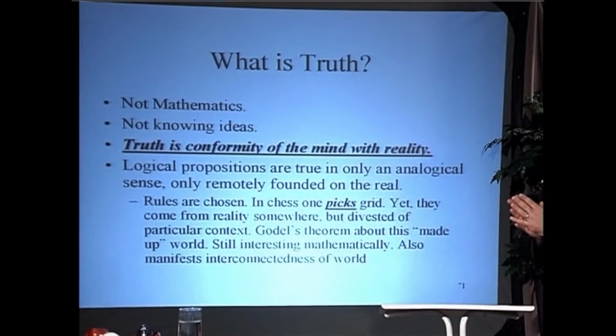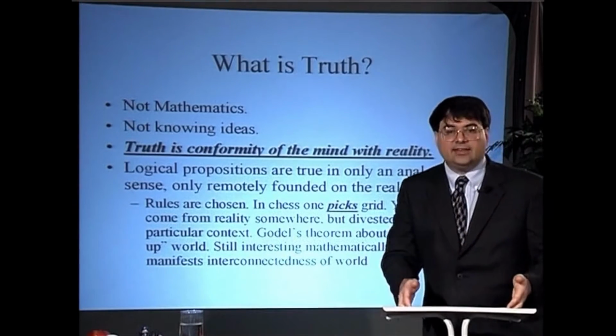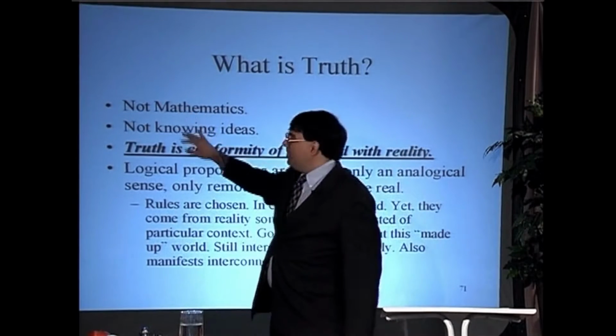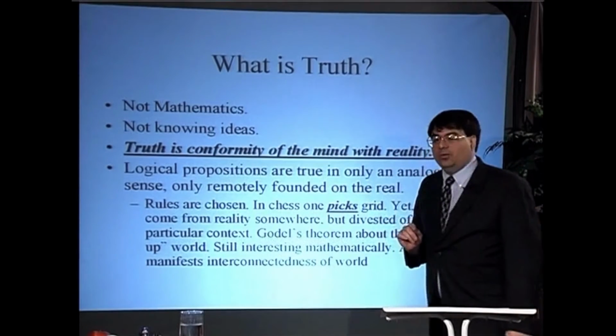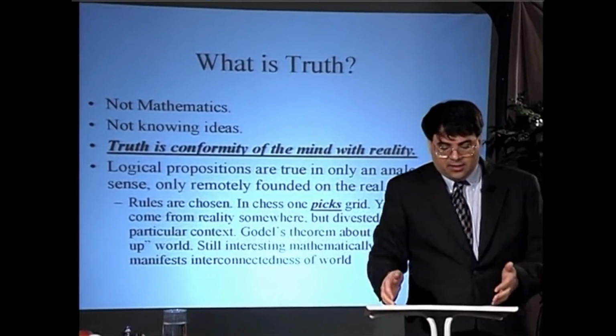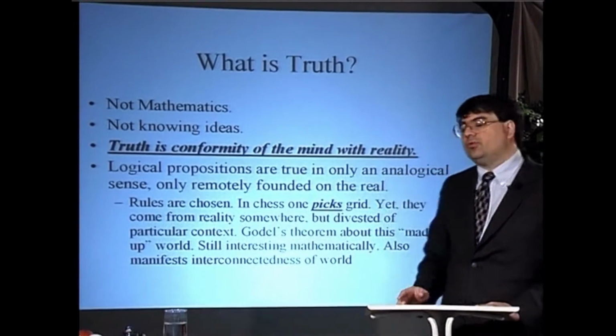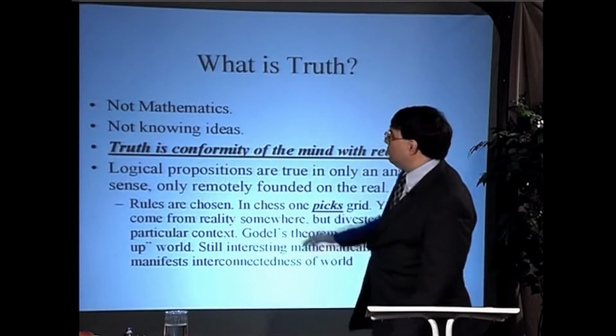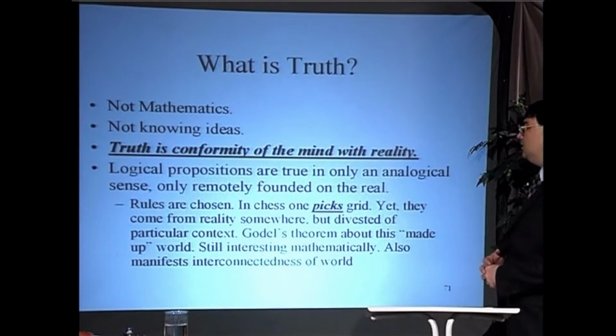What is truth? We're honing in on it now. We've got being behind us. We understand essence now. It's not mathematics alone. It's not knowing ideas alone. Truth is conformity of the mind with reality. This is our first definition of truth. We'll even deepen this further, but this fundamentally is the definition. This is what truth is, the conformity of the mind with reality.